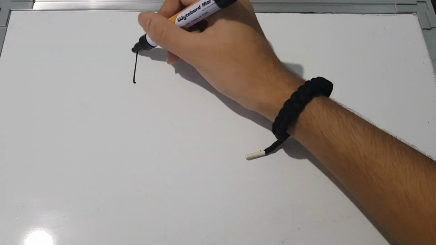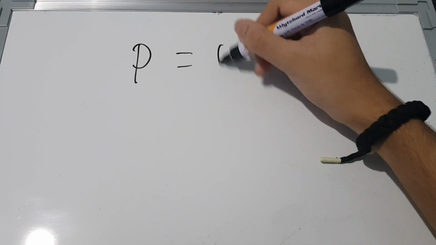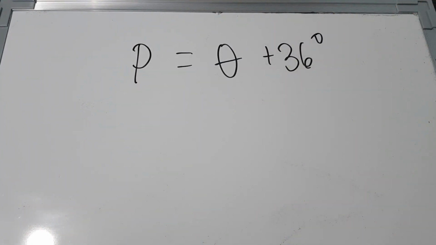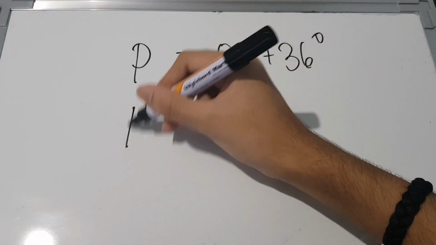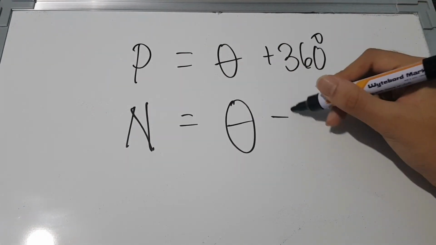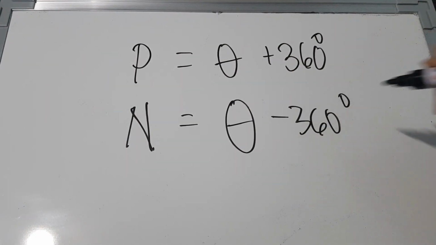In order to find the positive coterminal angle, we need to follow this formula: theta plus 360 degrees. And in order to find the negative, we just have to follow theta minus 360 degrees.